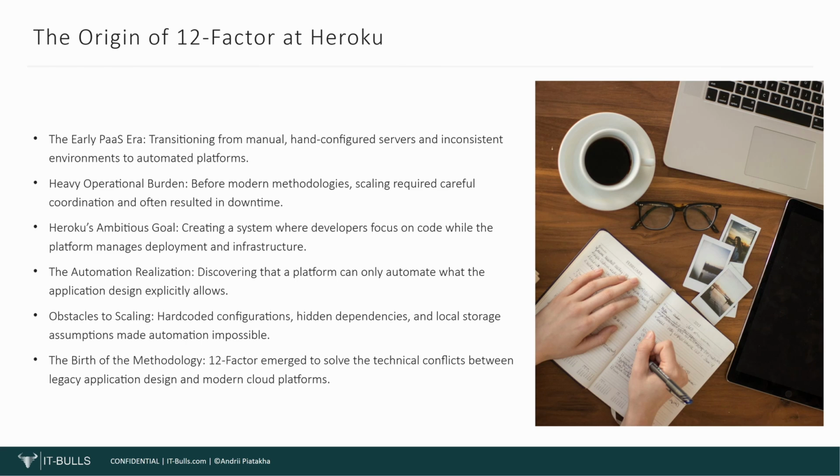Heroku was building one of the early platform-as-a-service offerings, and their goal was ambitious. They wanted developers to focus on writing code while the platform handled deployment, scaling, and infrastructure management. However, they quickly discovered something important. The platform could only automate what the application allowed it to automate. Applications were arriving with hard-coded configuration, hidden dependencies, local file storage assumptions, and tightly coupled services. Each of these characteristics made automation difficult or impossible. The platform could not reliably scale or redeploy applications that were not designed for such behavior.